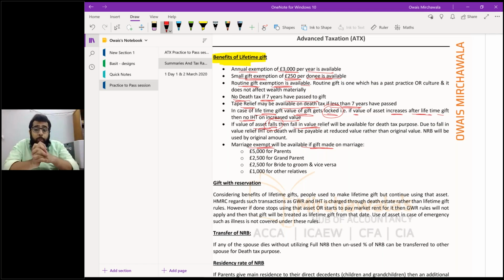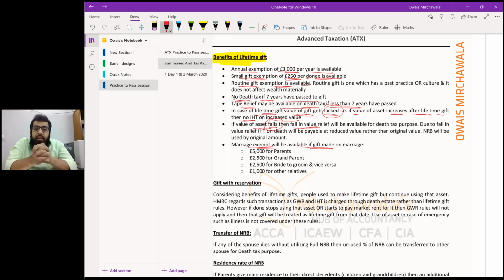My advice to my students is this: what students do is waste their entire time revising the rules. Don't get panicked by looking at the rules. Revise the rules, have a reasonable grip on them, then try to give some time to past papers, okay?